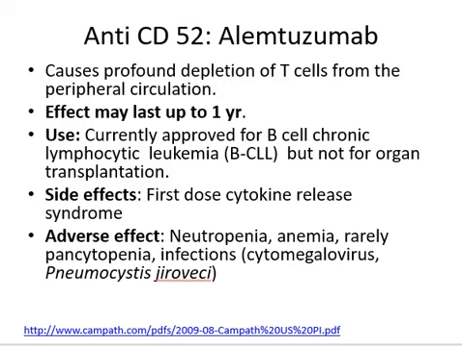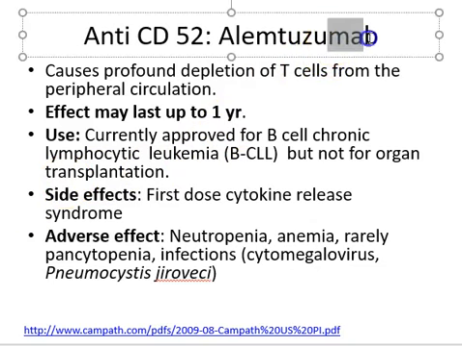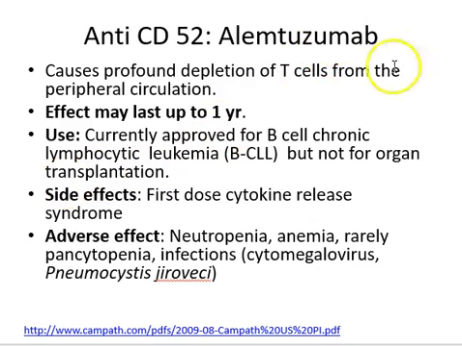The prototypical T cell inhibitor is an anti-CD52 molecule called alemtuzumab. And we know this is a monoclonal antibody because they all have the same suffix, mab. It causes profound depletion of T cells from the peripheral circulation. What's interesting is that this effect might last up to a year in some patients.